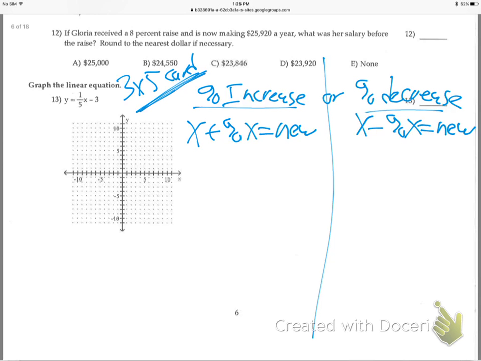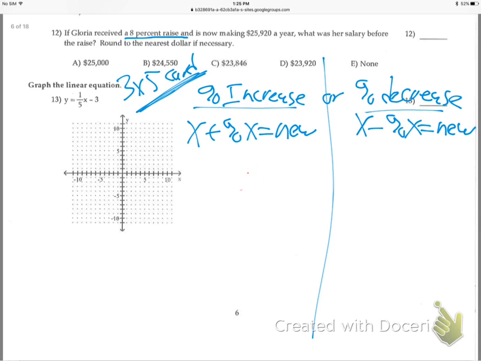Which one are we doing on the raise? It's a raise. So that's an increase. But if they had something on sale, that would be a decrease, right? We did some of each. There'll be one of those on the exam tomorrow. I don't even know which one, to tell you the truth. I don't remember. All right, so it's an increase. So x plus percent x is new.